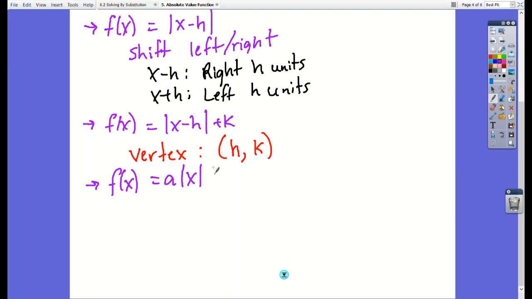Hayden, what's going on? A changes the angle at which the rays come out of the vertex. All right, good. So it changes what's going on there. So this is going to be a stretch or a shrink. A makes the graph skinny or wide, right? So an a greater than 1 makes the graph skinny. And an a that's between 0 and 1 makes the graph wide.